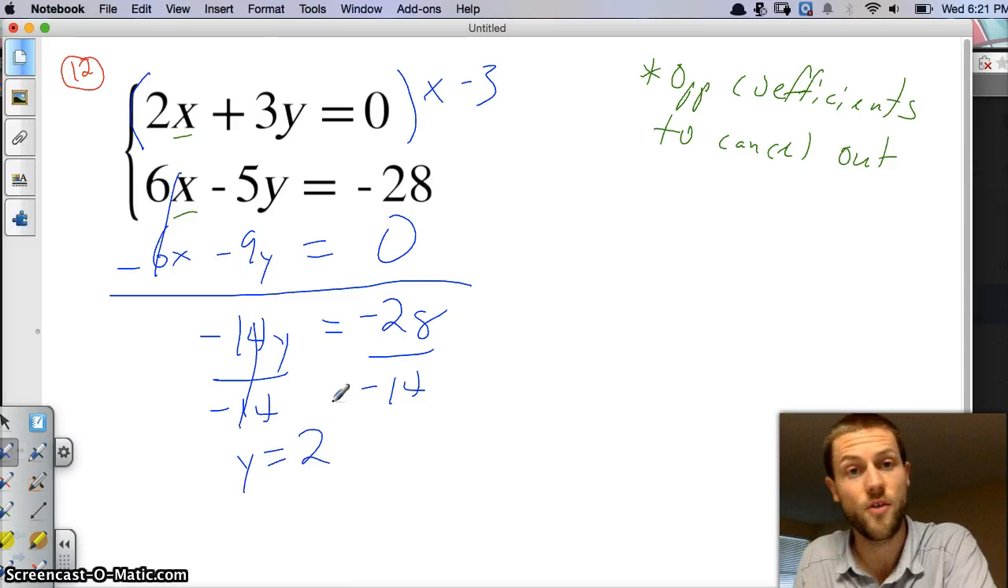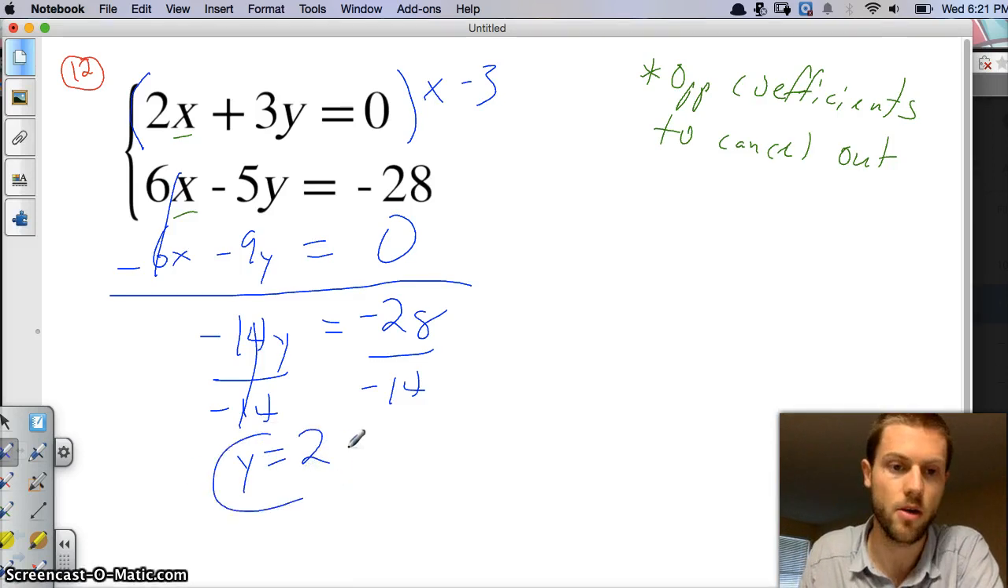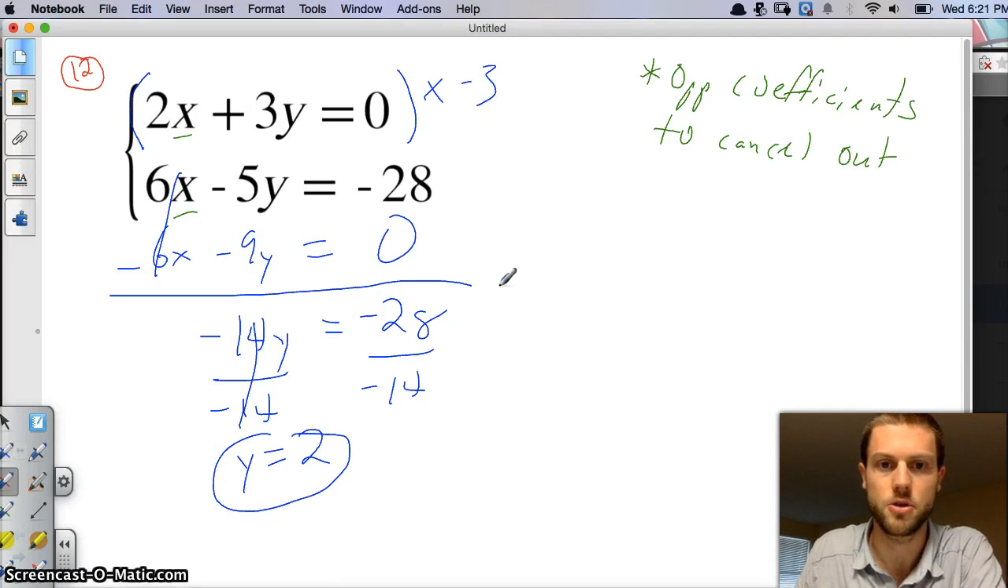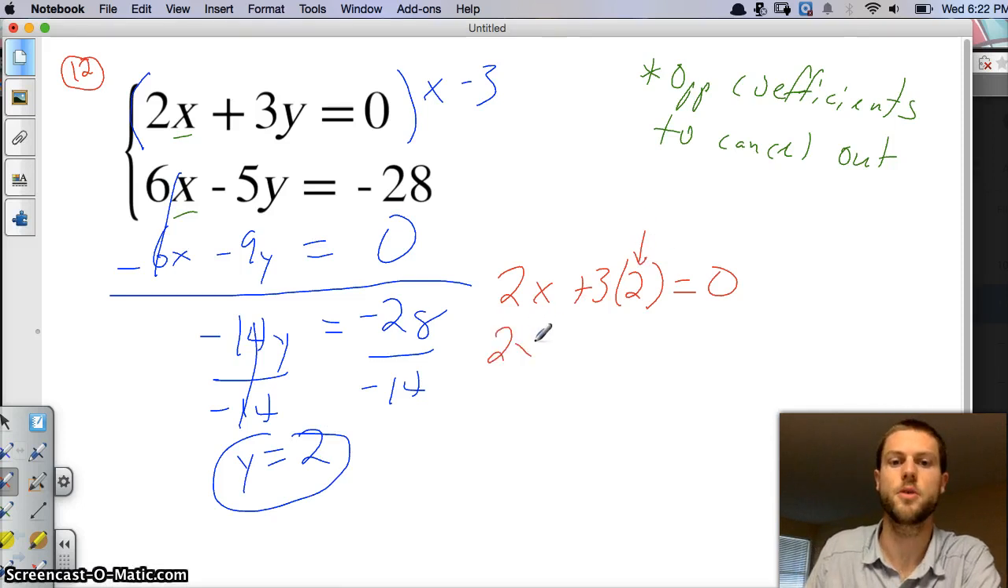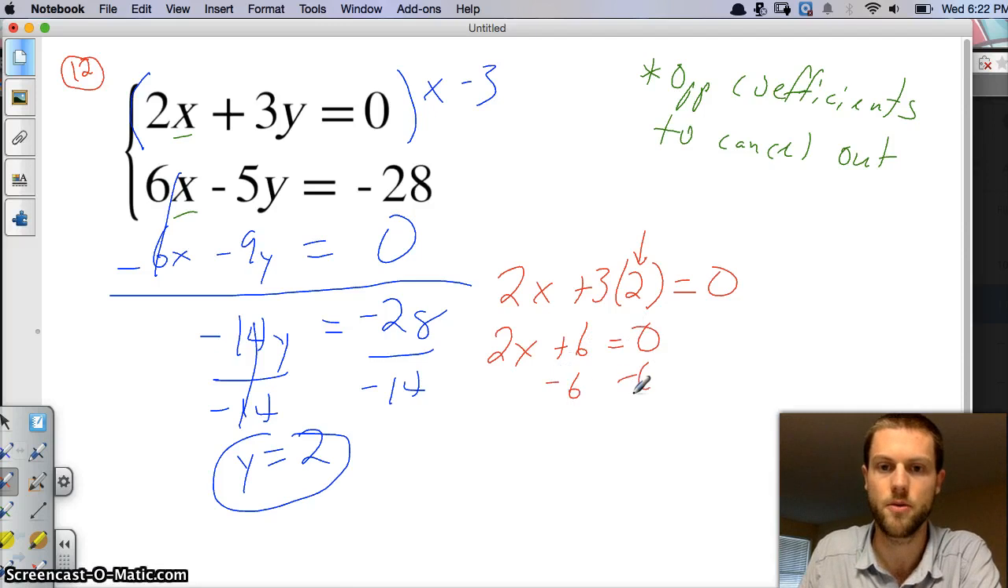Done. How do I find the x? I'm going to take my y here, and I can substitute it back into any one of my equations and go from there. So let's do the top one. 2x plus 3 times 2, that's my y, equals 0. So I took this 2, substituted it in there, and let's solve for x. So I get 2x plus 6 equals 0. We're looking to isolate the x here. So I subtract 6 from both sides. I get 2x equals negative 6. Now we divide by 2, divide by 2.